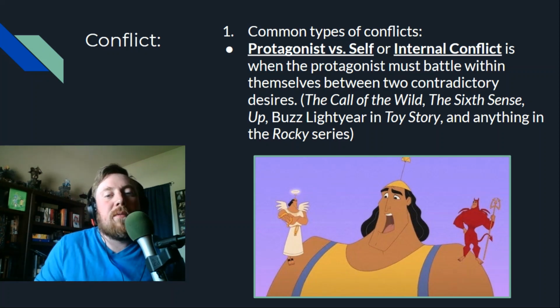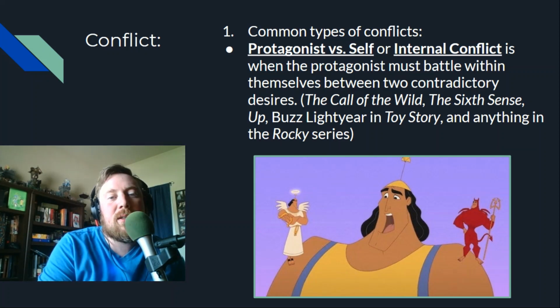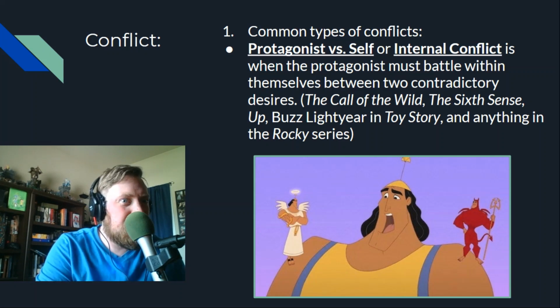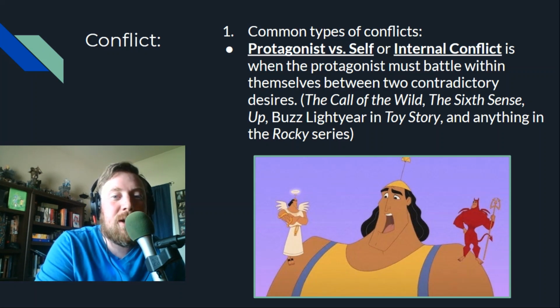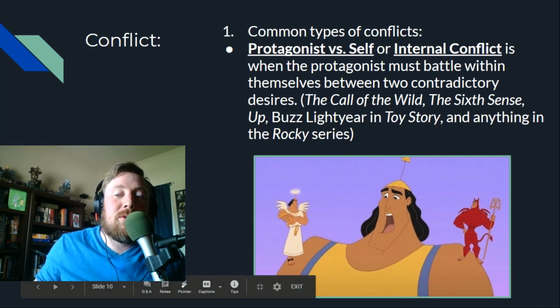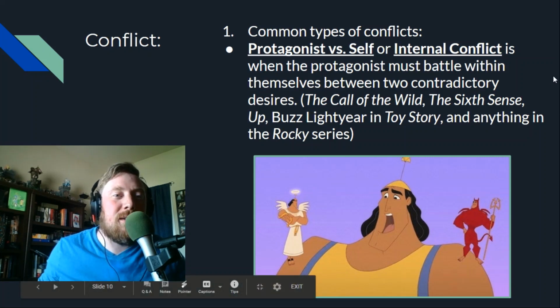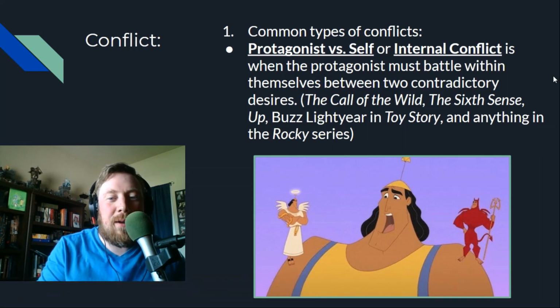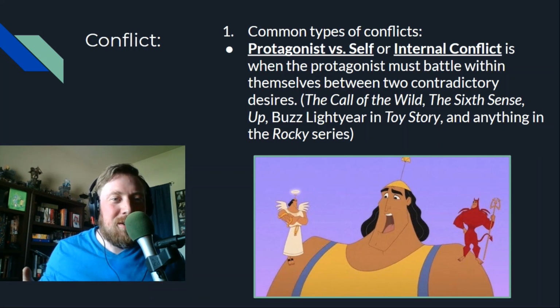So that's whenever you're watching things like The Call of the Wild, The Sixth Sense, Buzz Lightyear coming to terms with the fact that he's a toy in Toy Story, anything in the Rocky series. I have here Kronk from Emperor's New Groove with the devil on one side and the angel on the other. This is a moment of protagonist versus self, or internal conflict, right? This is Kronk arguing with his own moral compass on what he should do or who he is, okay?